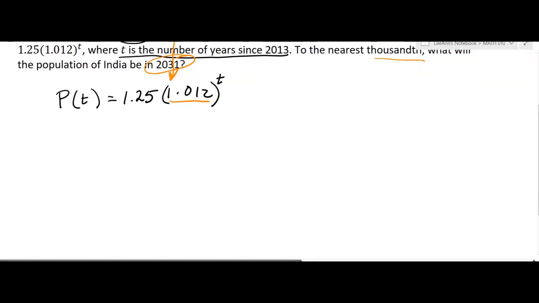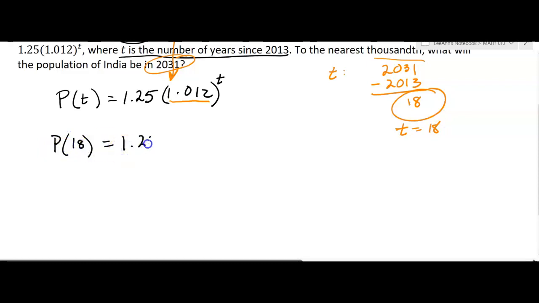Well, the first thing you have to do is figure out what t is. So how many years since 2013? You're going to take 2031 and subtract 2013, and you're going to get 18. So that's the number of years we're doing this growth model over. t is going to be 18. So now we're trying to find P of 18. And so we're going to have 1.25 times 1.012 to the power of 18.